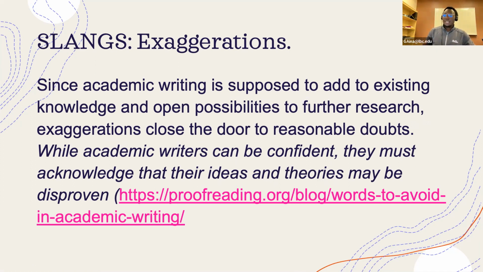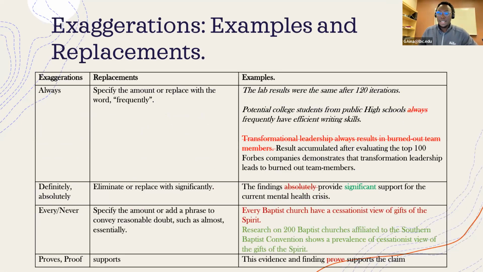Or we can say that academic writers must acknowledge that there could, not will, there could always be more to their research. There could always be more findings or further findings to their research. So these are some examples of words that could assume exaggeration. So when we use the word always.